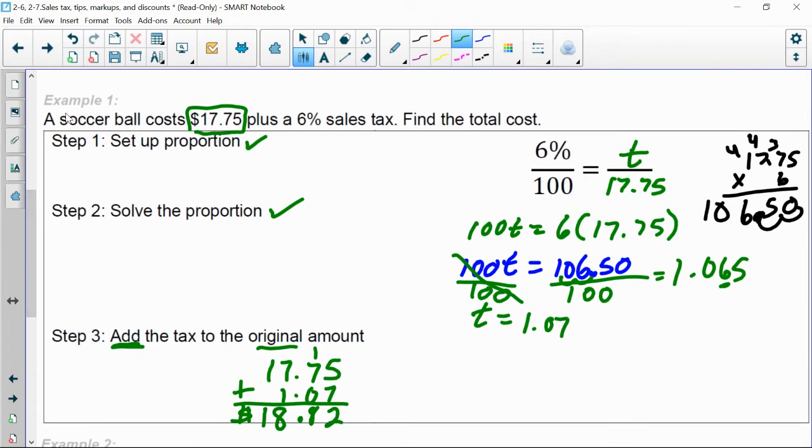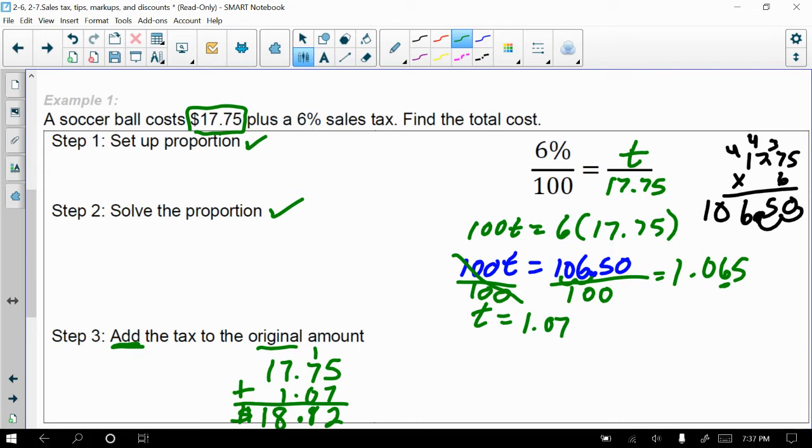Okay, so the whole soccer ball with sales tax of 6%. That's a pretty nice low sales tax. Indiana, I believe, is 8%. And so with taxes, you're paying 18.82.